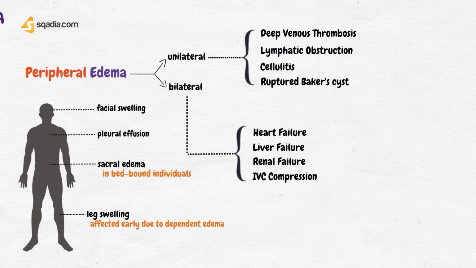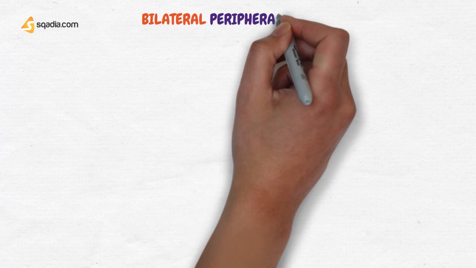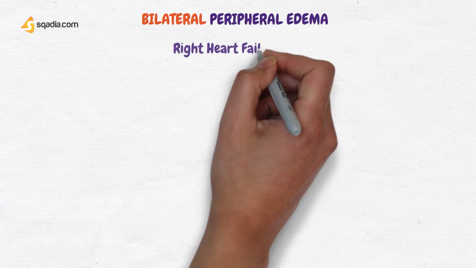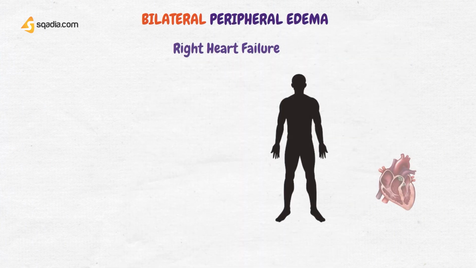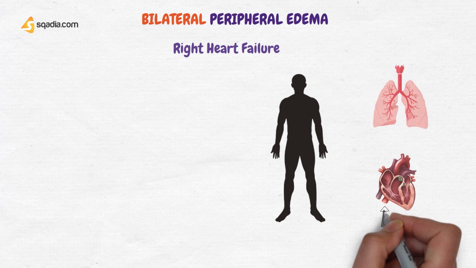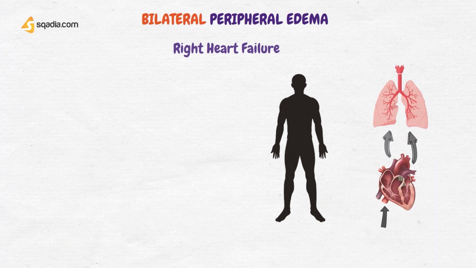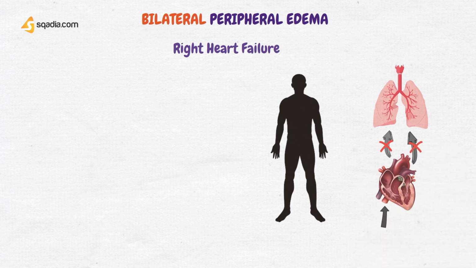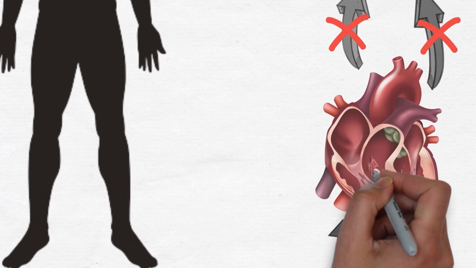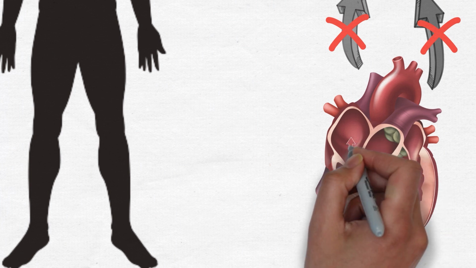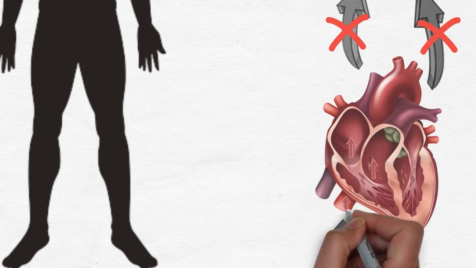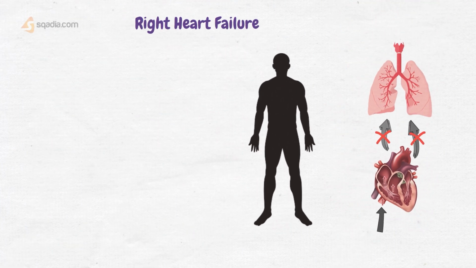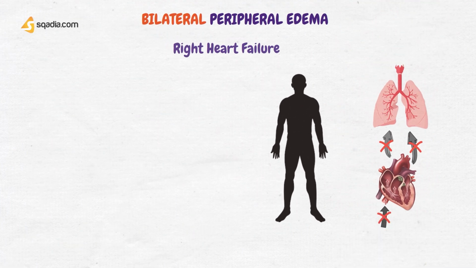From the causes of bilateral peripheral edema, let's talk about right heart failure. In a human being, deoxygenated blood from the whole body enters the right atrium via the superior and inferior vena cava. This blood is then pumped into the lungs for oxygenation via the pulmonary arteries. Due to right heart failure, the right side of the heart is unable to pump blood into the lungs. Blood in the right heart therefore has nowhere to go, building up pressure in the right ventricle, right atrium, and inferior vena cava. Eventually, blood in the legs cannot flow towards the heart and starts pooling in the legs.